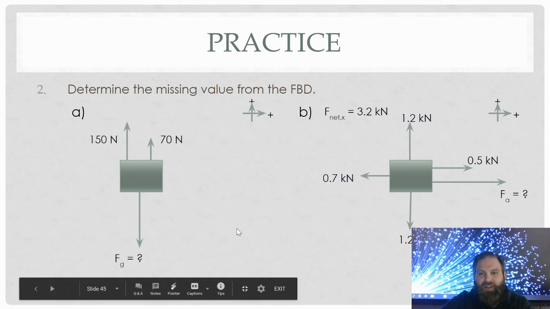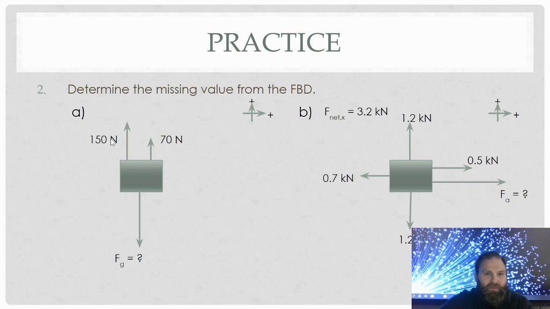Here we can calculate the missing values. For number 2, A, we're going to assume that the acceleration is 0, so this object in A is either moving at a constant velocity or not moving. We have 150 newtons and 70 newtons up for a total of 220 newtons up. If this object is not accelerating, then the gravity must equal the force up because we have a net force of 0. So our force of gravity is going to be 220 newtons down.